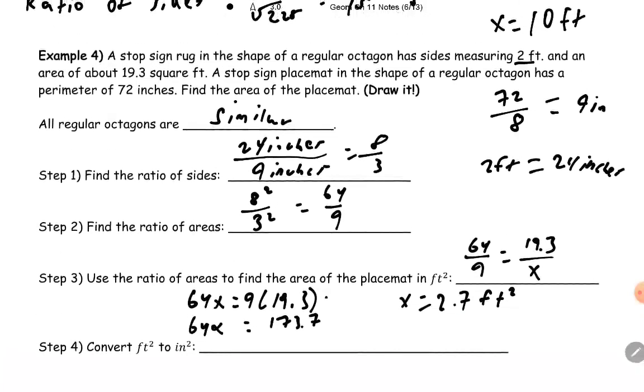Okay, now we're going to convert square feet into square inches. So for my 2.7 square feet, I'm going to multiply it by, so there's 12 inches in a foot. There's 144 square inches in a square foot. So this is 390.8 square inches. Hopefully this doesn't confuse you too much. Have a good day.